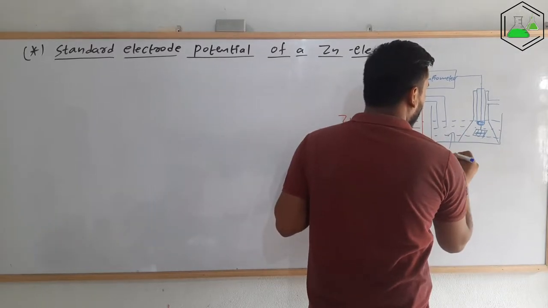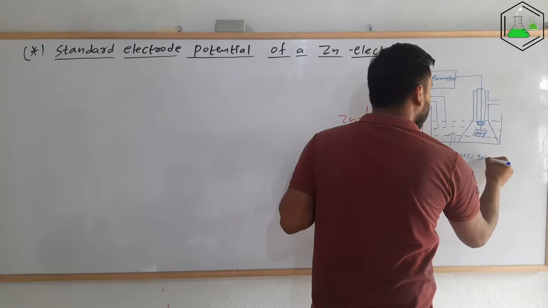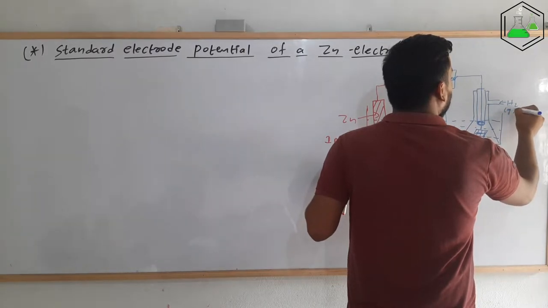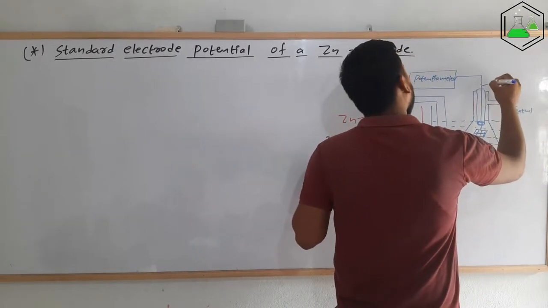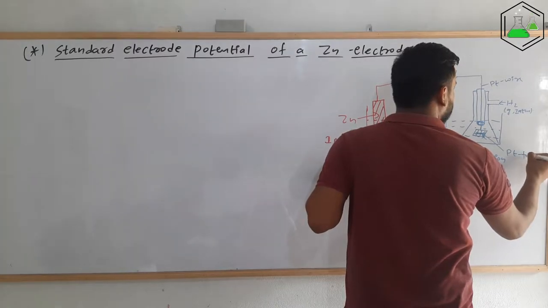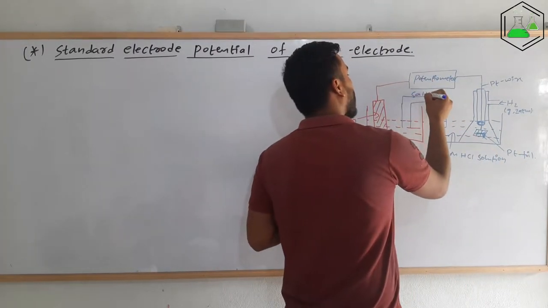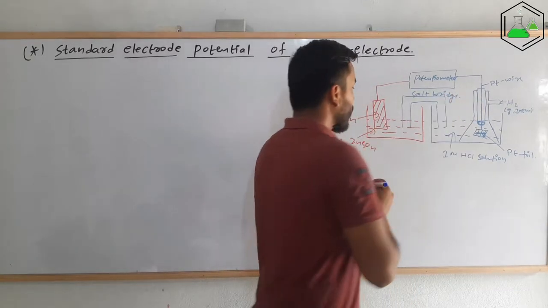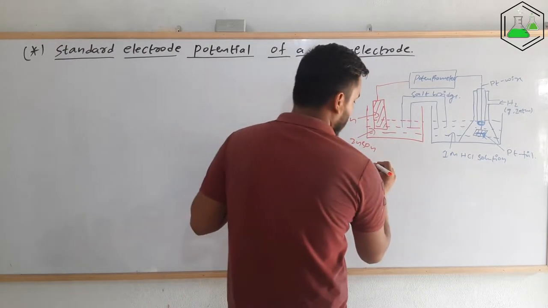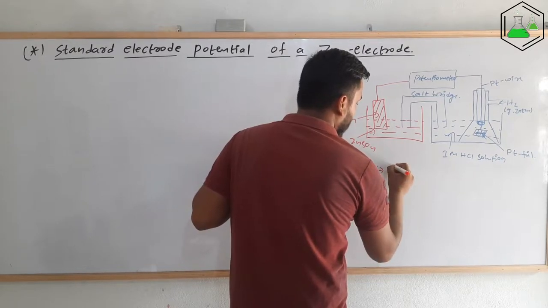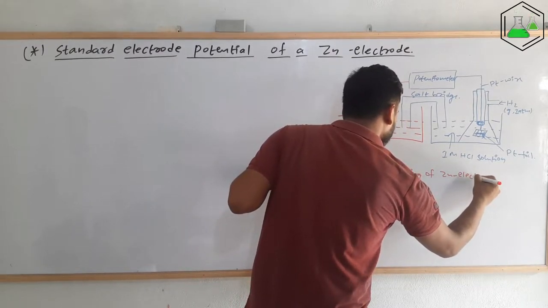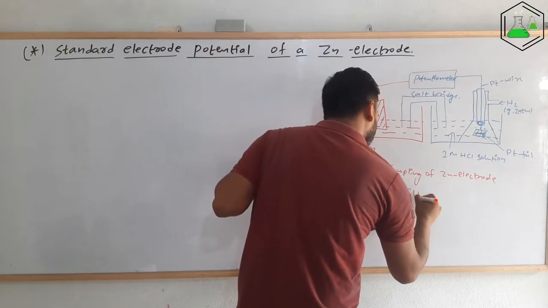And this standard hydrogen electrode consists of 1 M HCl solution. From this pure hydrogen gas at 1 atmospheric pressure is constantly bubbled, and this is the platinum wire and this one is platinum foil, and this here is the salt bridge, okay? So this is the complete diagram of the coupling of zinc electrode and hydrogen electrode. So this is the figure: coupling of zinc electrode and standard hydrogen electrode.